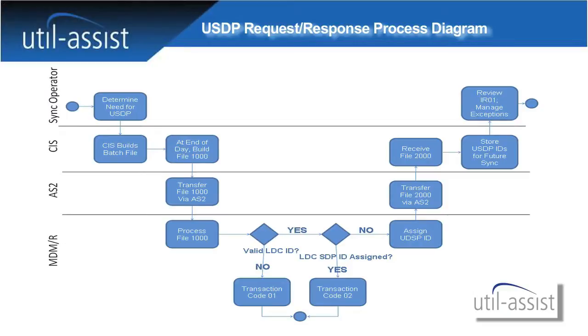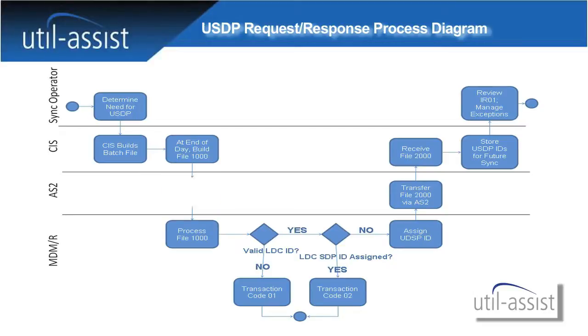Cutover, a big bang approach to it. A sync operator would trigger the process. The CIS system then would build a batch file. This batch file in the specs is referred to as file 1000. So this box is saying at the end of the day, build a file 1000. That end of the day is kind of a timing reference, and this will be determined by your business process.